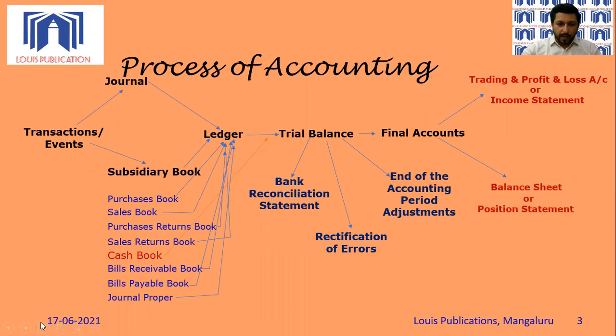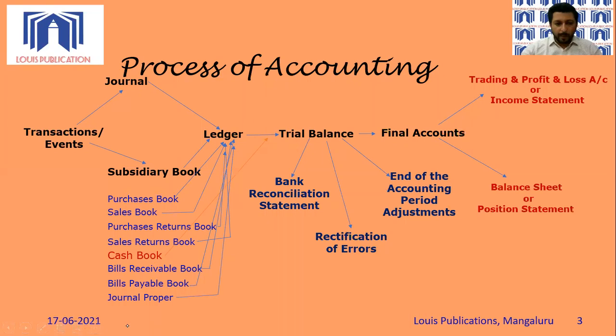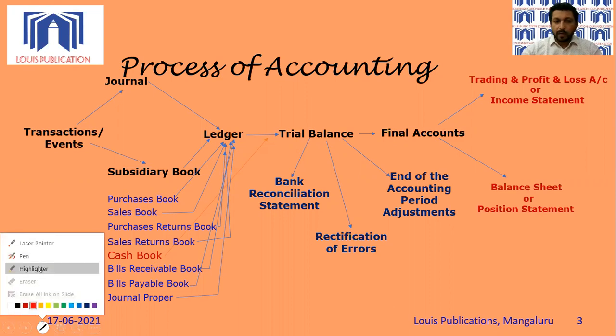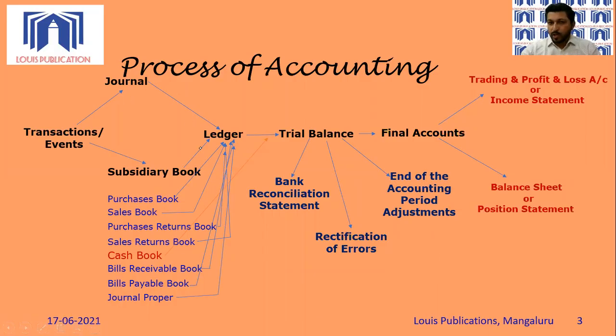Now, I want you to look at the placement of this very, very important concept, the concept of subsidiary books. Remember this. Why am I saying that this is important? Because either we take the journal route and reach ledger, or we take the subsidiary book and reach ledger. So it is journal or subsidiary book and not journal and subsidiary book. This is another basic point that we need to understand. It is journal or subsidiary book, not journal and subsidiary book.